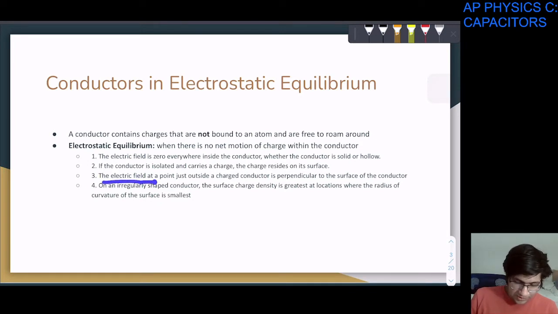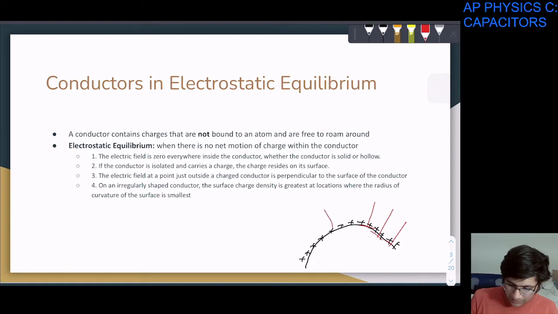The electric field at a point just outside a charged conductor is perpendicular to the surface of the conductor. So in our metallic sphere example, remember, the charges are going to reside on the surface. Let's say we have a positively charged sphere, then the electric field is going to be perpendicular. It's always going to be perpendicular to the surface here.